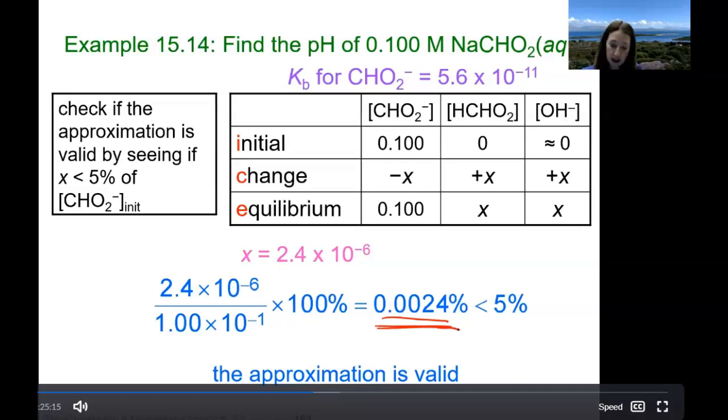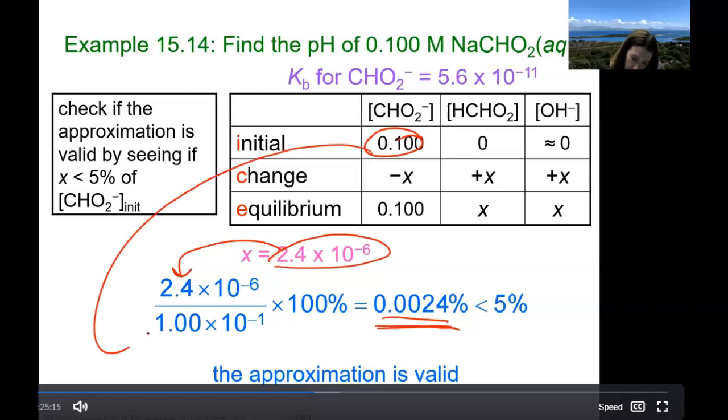So again, what do you put in the X is small? You put your X and that original concentration. That's what goes in this X is small. It needs to be less than 5 percent for our math to be nice and tidy. So our X is small worked, check, we're good there. Then we just need to find our pH.